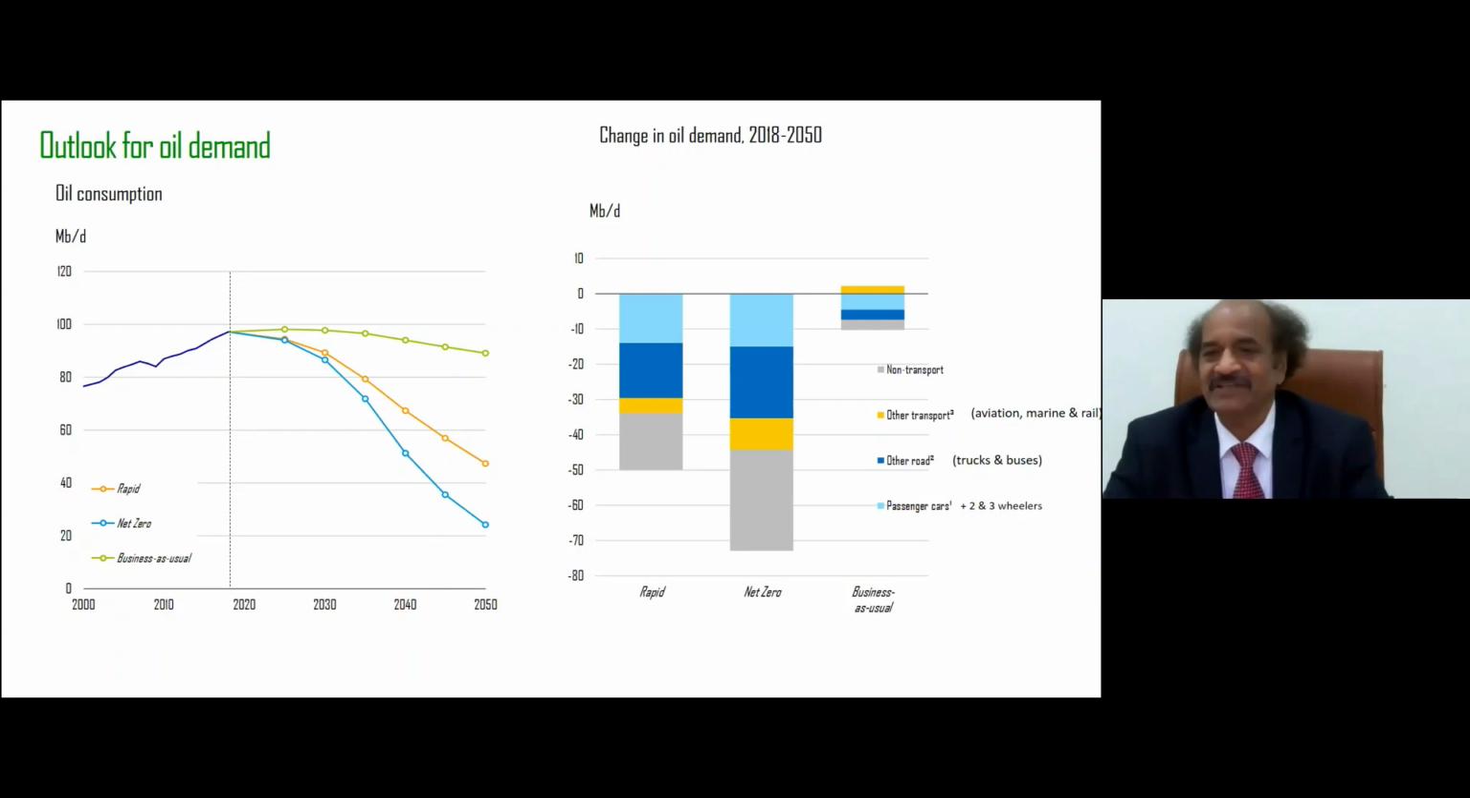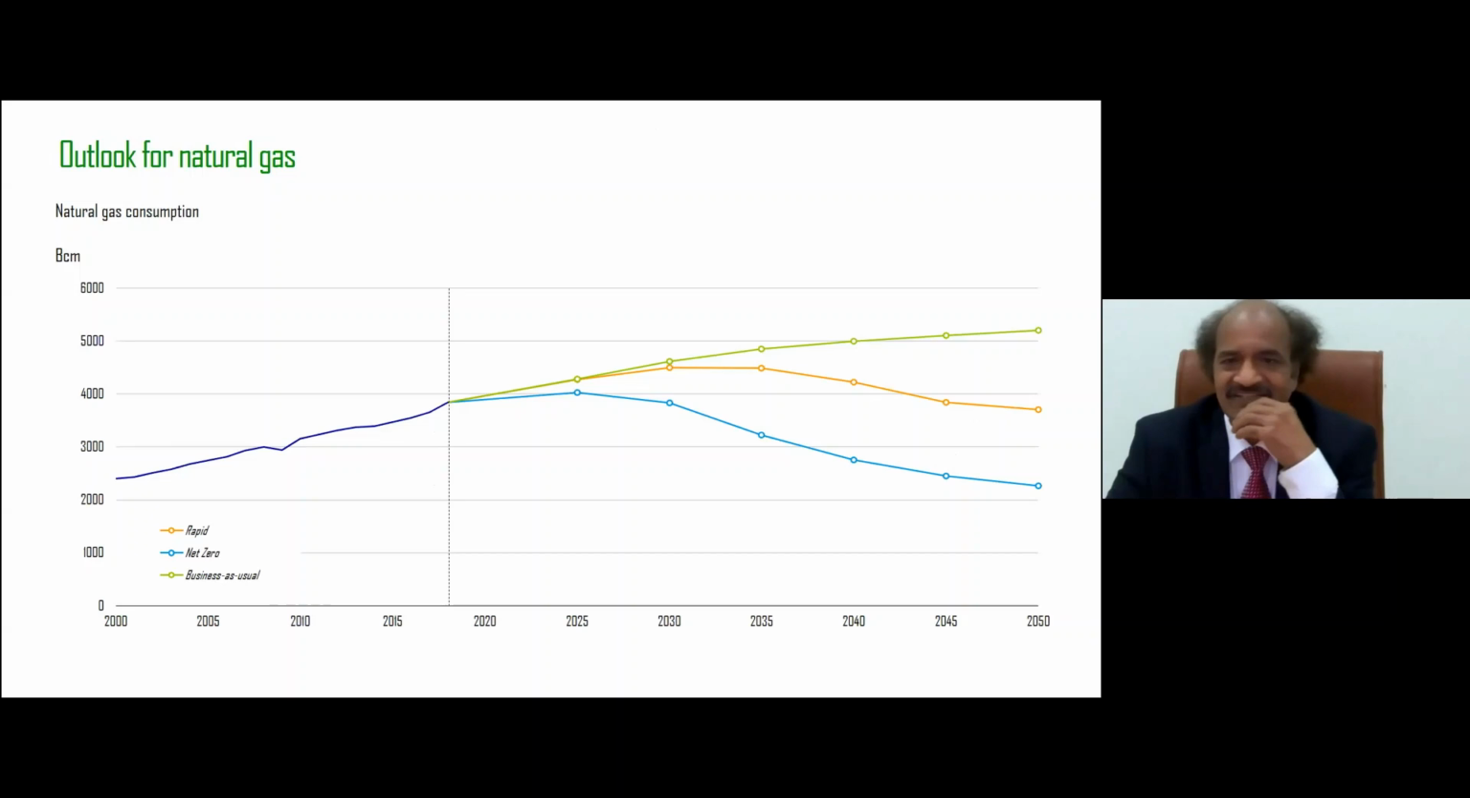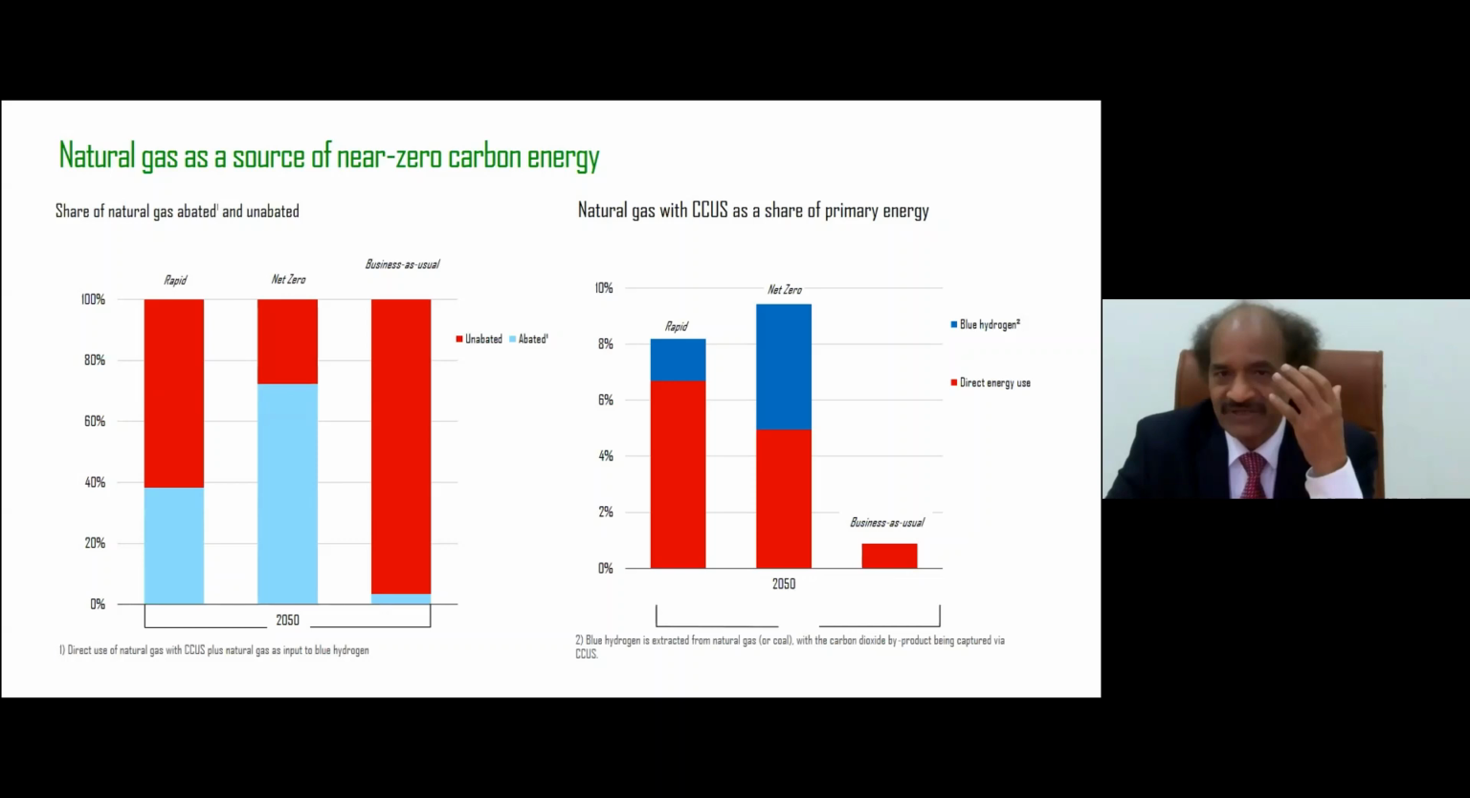At the same time, natural gas findings will go up. So we will have some natural gas. Natural gas is taken to be near zero carbon energy, so you have to carbon capture, utilize and store. Obviously, in the net zero goal, if we want to have this by 2050, a lot of these things will be based on blue hydrogen and green hydrogen. So that is what is going to happen.